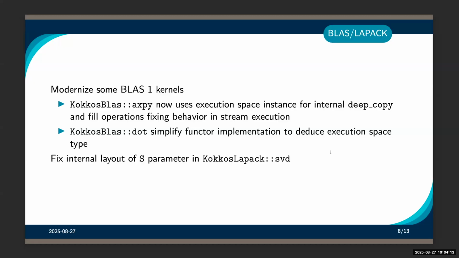And the KokkosBlas dot functor is simplified, mostly to do automatic deduction of execution space type instead of specifying that explicitly. And finally, we fixed the internal layout of the S parameter, which is a Kokkos view that stores the singular values that are computed by the SVD algorithm. And so now it's layout left because this is really a rank 1 view. And by specifying layout left, we reduce the amount of ETI we have to do, which makes the code compile faster for you.